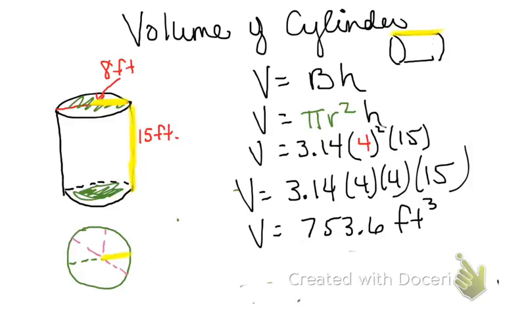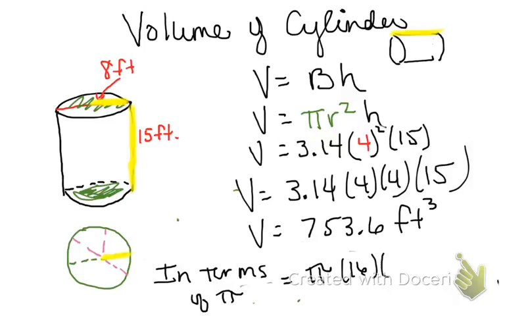If you ever read "in terms of pi," this is very important. If it says in terms of pi, they're wanting you to not calculate pi. They just want you to use the symbol. So you would just leave pi alone, and then you would say 16 times 15, that's 4 squared. Then you would multiply 16 times 15, and you would get 240, and we'd say 240 pi would be my answer in terms of pi.